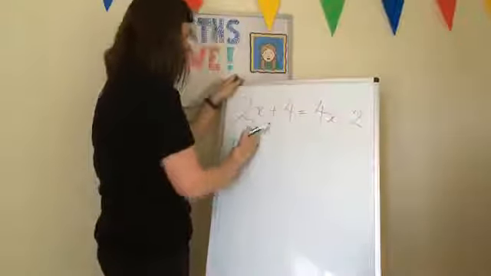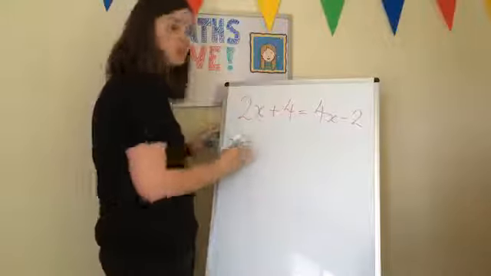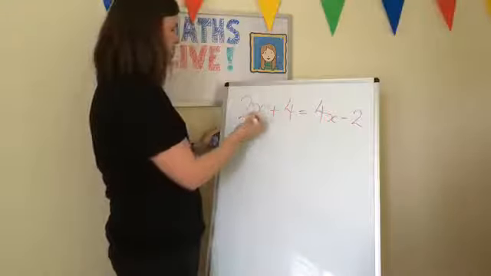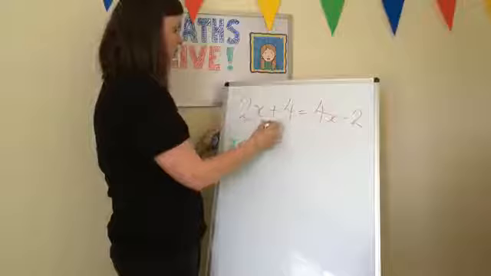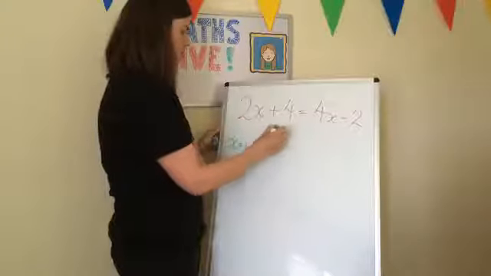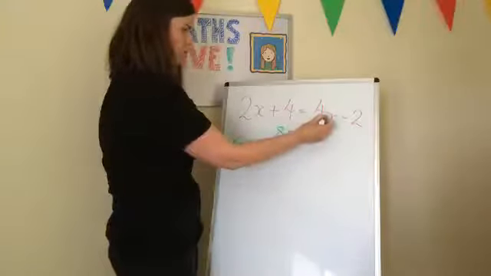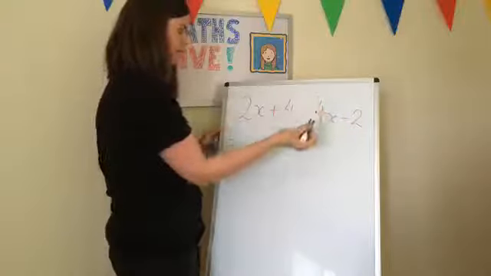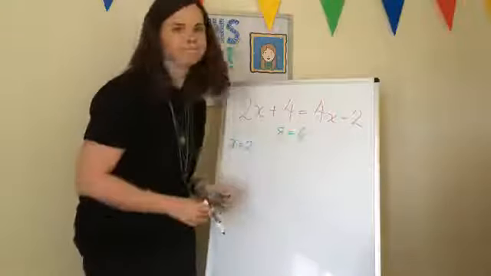Yeah? Okay, let's try is x 2. So you're just playing with it. So 2 times 2 is 4, plus 4 is 8. And then 4 times 2 is 8, take away 2 is 6. X isn't 2.